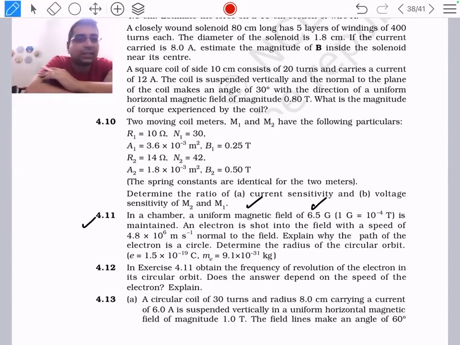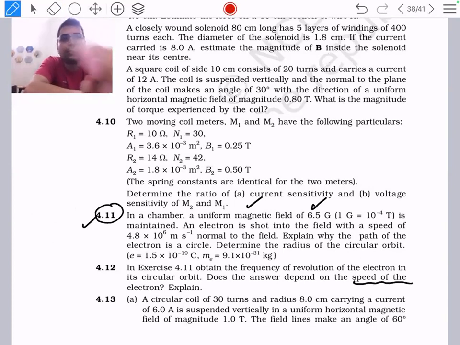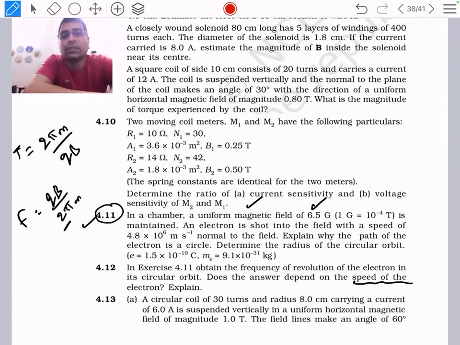It's a conceptual question. Next, in exercise 4.11, that is in this problem, obtain the frequency of revolution of the electron in the circular orbit. Does the answer depend on the speed of the electron? For this, if you recollect, we calculated the time period of a particle in circular motion. Can you refer to your notes and tell me? Time period is equal to 2 pi m divided by q into B. And what about the frequency? It is qB divided by 2 pi m, the reciprocal of the time period.